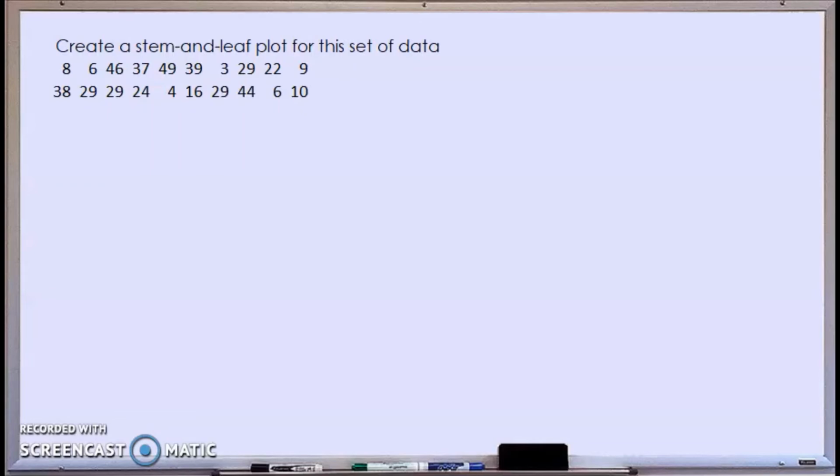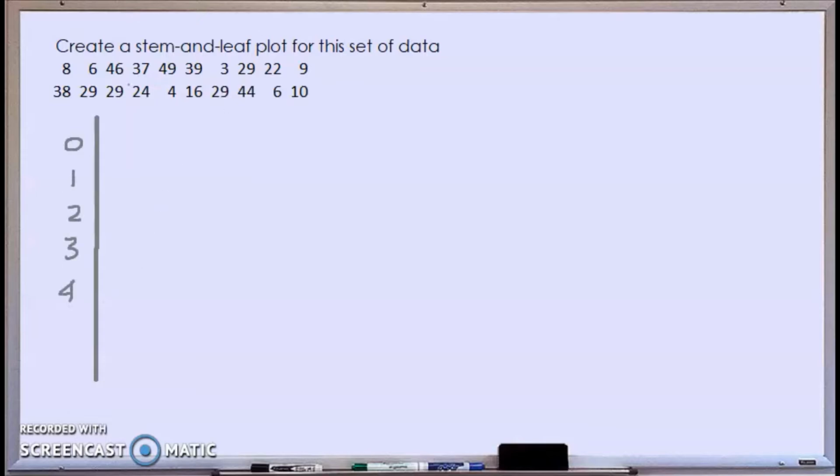The easiest way to quickly make a stem and leaf plot is in 2 steps, and we're going to do that with this set of 20 pieces of data. So the first thing I'm going to do is draw my vertical line, and this is just going to be my working out. And I can see, looking at the data, that every number is between 0 and 50 or thereabouts. So I'm going to write down my stems on the left-hand side in order.